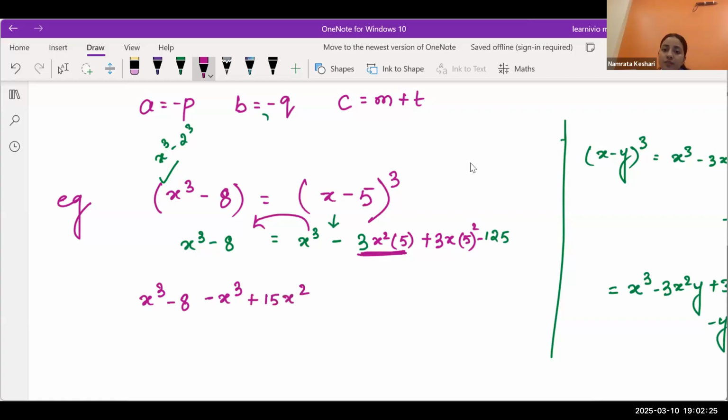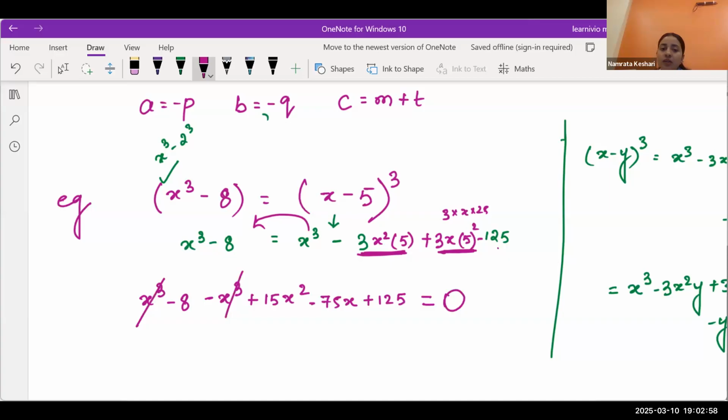And this one, 3 into x into 25. Okay, 3 into x into 5 times 25. 25 times 3 is 75. So minus 75x. This 125, okay, that came from 5 cube. So it will be plus 125. This step is clear, Rayyan? Yes, ma'am. Okay, is equal to 0. Now we can see clearly x cube is gone. Right, Rayyan?